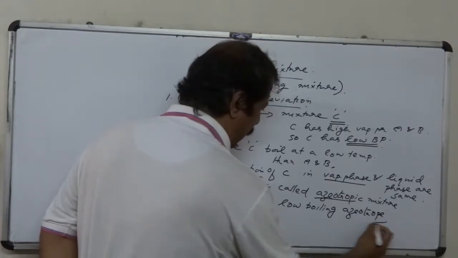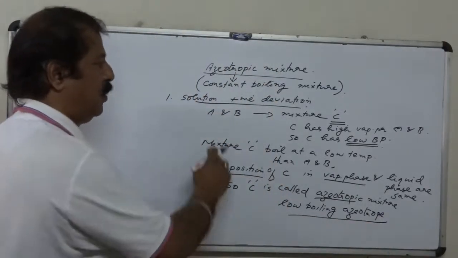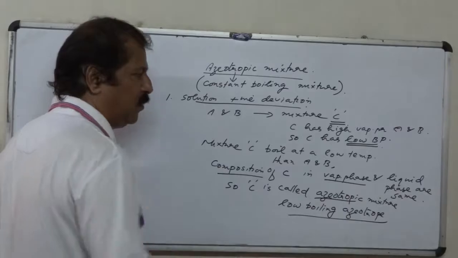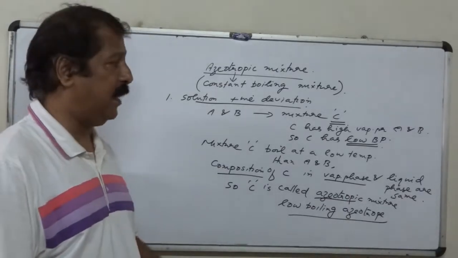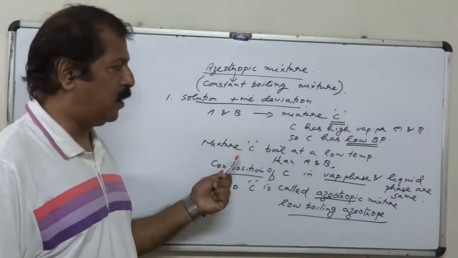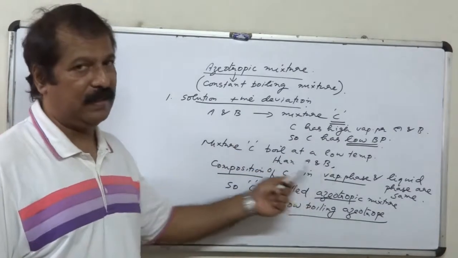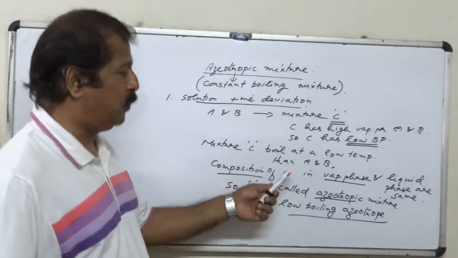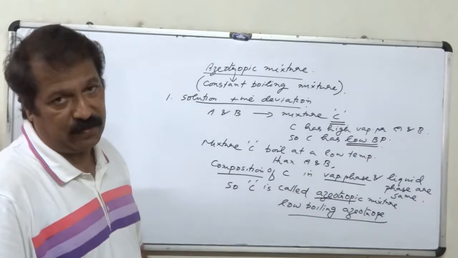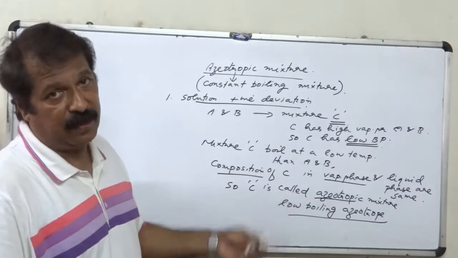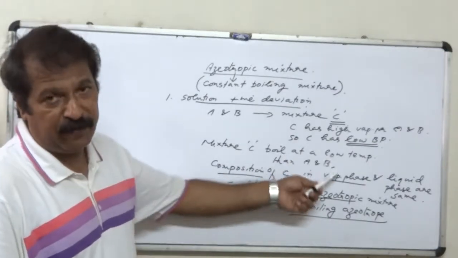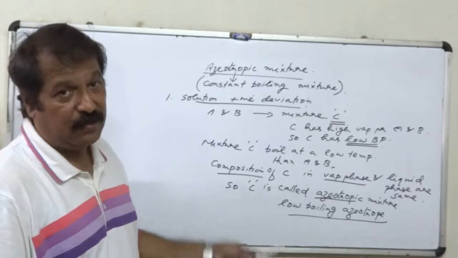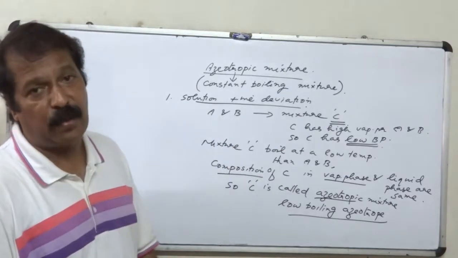So I will explain once again. Imagine the situation: you are mixing A and B, you are getting a mixture C. C has high vapor pressure than A and B, so C is having low boiling point. The mixture C boils at a lower temperature than A and B. If you examine the composition of C in the vapor phase and in the liquid phase, they are same, so we can say C is an azeotropic mixture.